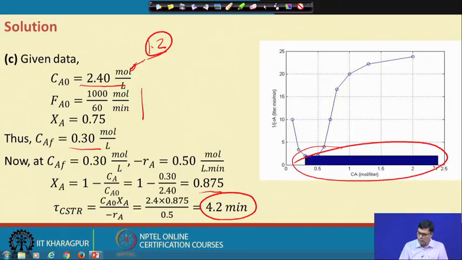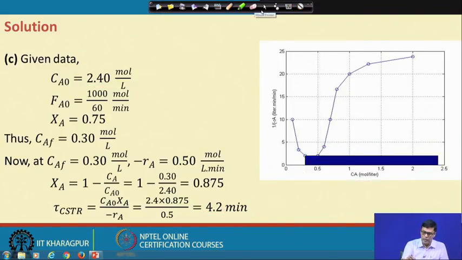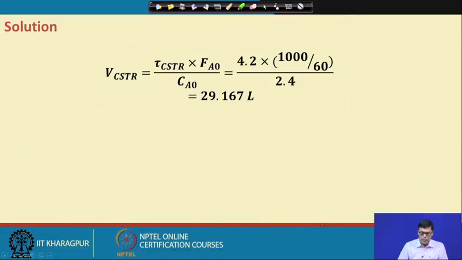If you know this is 2.4 and this is 0.3, you can find the area of the rectangle, and that also comes to 4.2 minutes. Now, once we find this time, we can easily calculate the volume of the reactor, because the volume of the reactor is equal to tau CSTR times FA0 over CA0. So, I hope I can explain that.